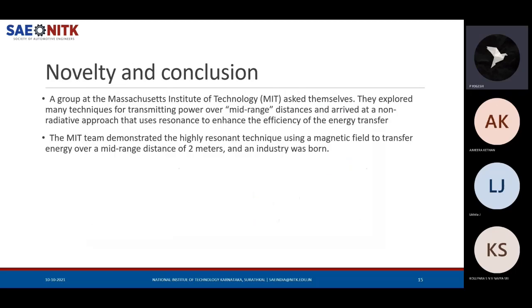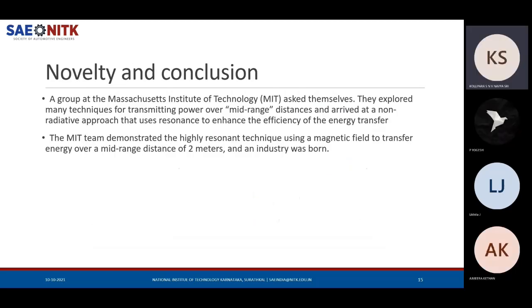Moving over to Navya. This idea was first proposed by a team at MIT, who came up with the concept of WiTricity, and they successfully charged a light bulb at a distance of about 2 meters with 60% efficiency using resonant coupling.